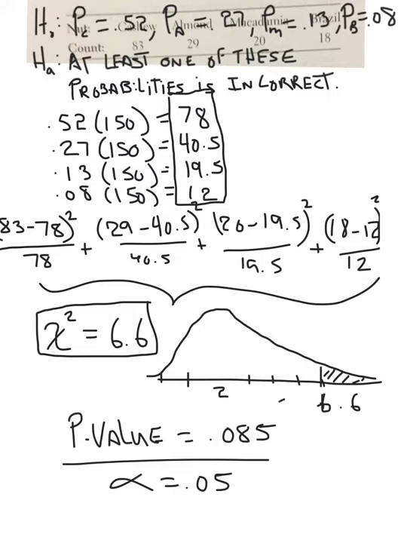We would have about an 8.5% chance of having a mixed nuts like this if what the company says is true. So we fail to reject the null hypothesis. We do not have enough information to say that one of these probabilities of nuts in a can of nuts is off, right? That it's wrong. So there it is.